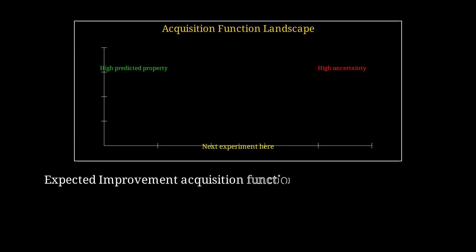A popular acquisition function is expected improvement. This quantifies the expected amount by which a new experiment will improve upon the current best observed value, accounting for prediction uncertainty.